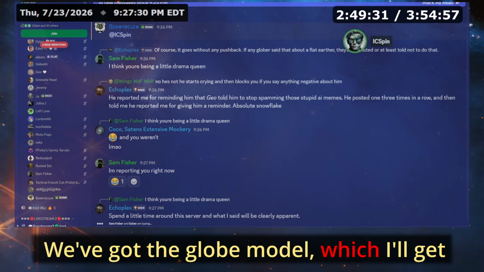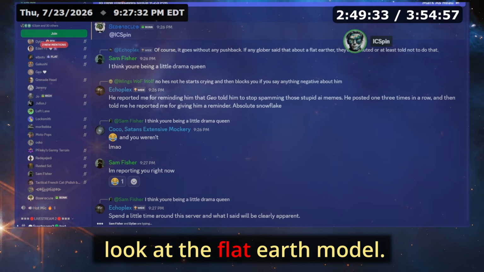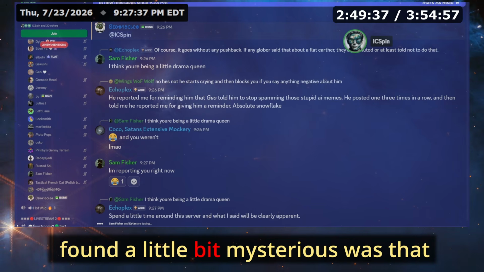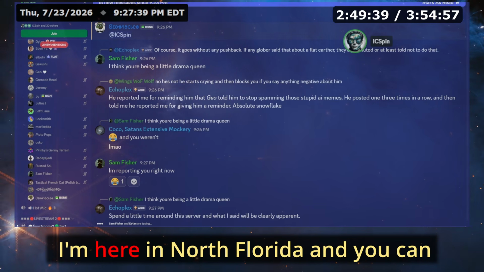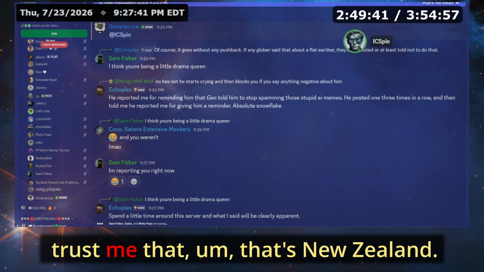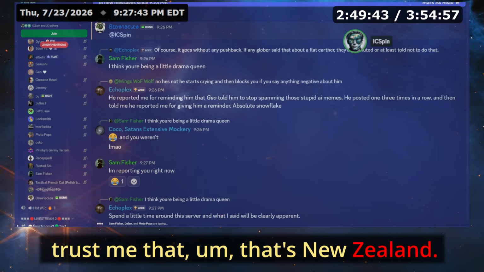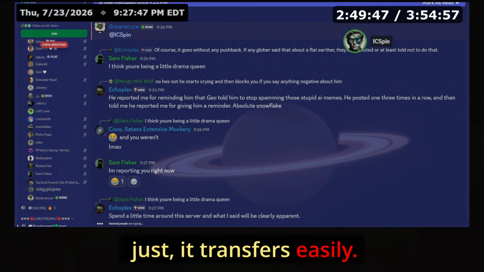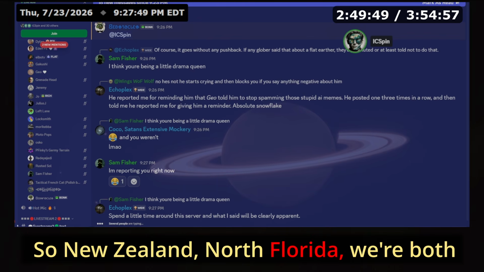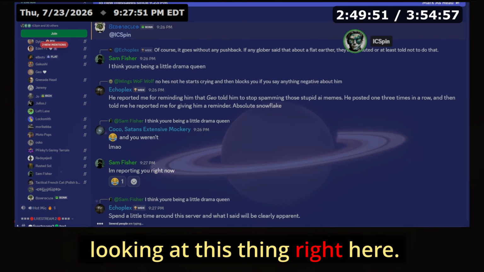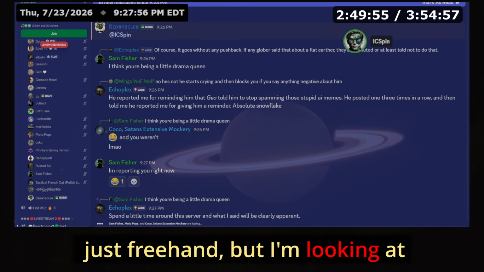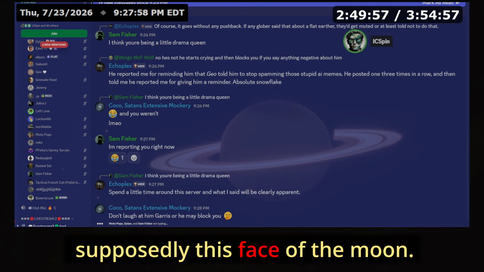We've got the globe model, which I'll get to in a minute, but let's look at the flat Earth model. This was the thing that I found a little bit mysterious: I'm here in North Florida, and you can trust me that that's New Zealand. I found it on the globe map, and it transfers easily. So New Zealand, North Florida. We're both looking at this thing right here that's called the moon. It's off a little bit because I was just freehand. But I'm looking at supposedly this face of the moon, right?